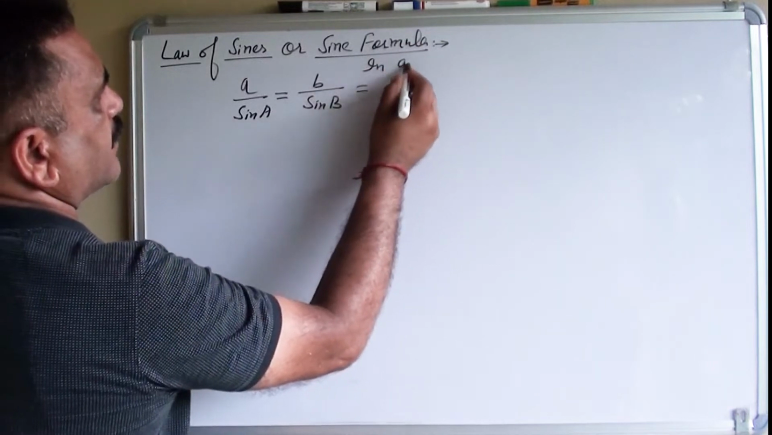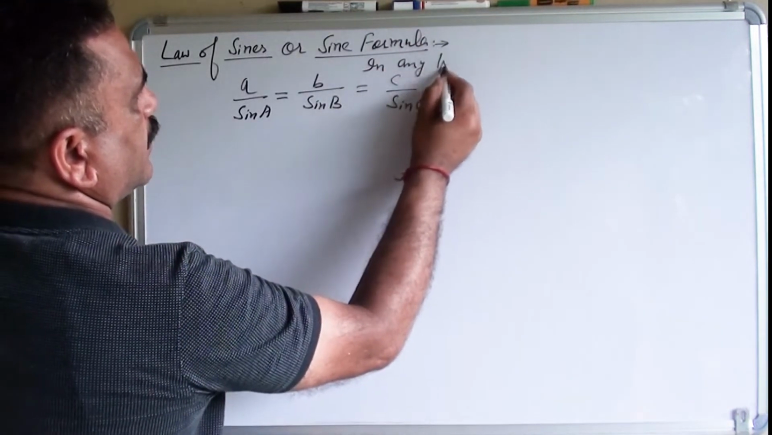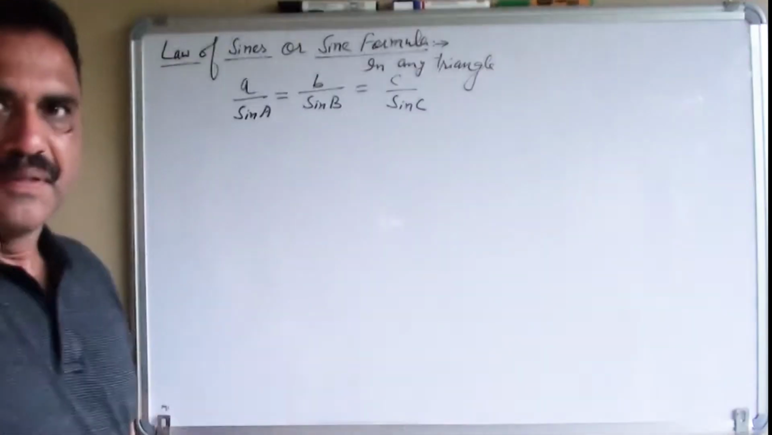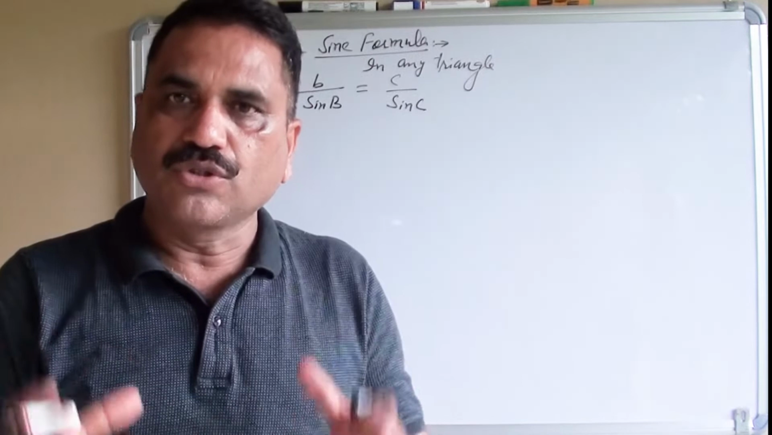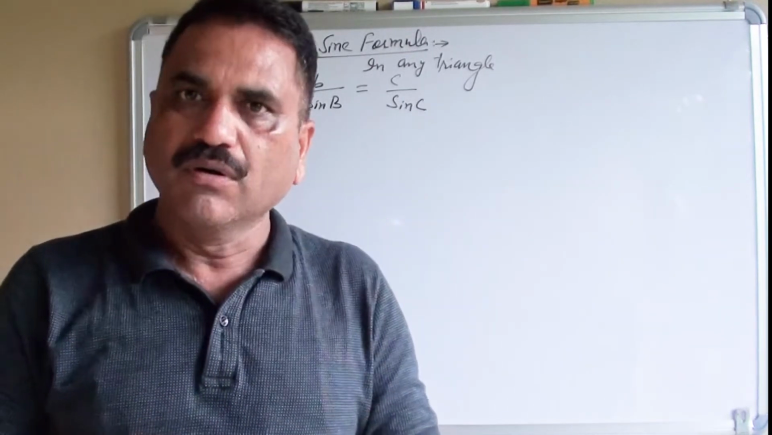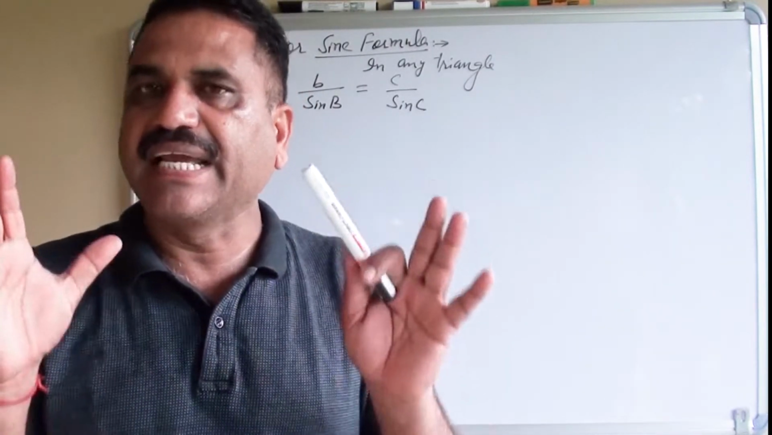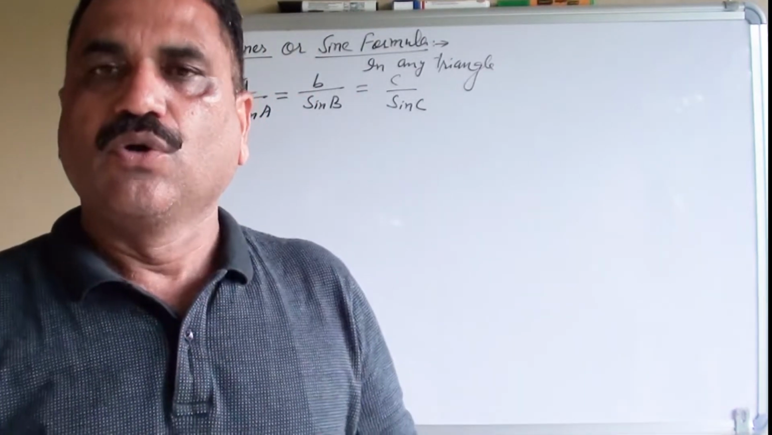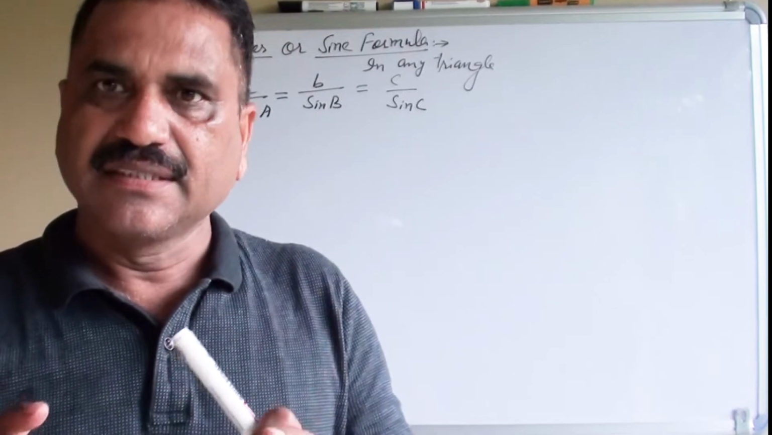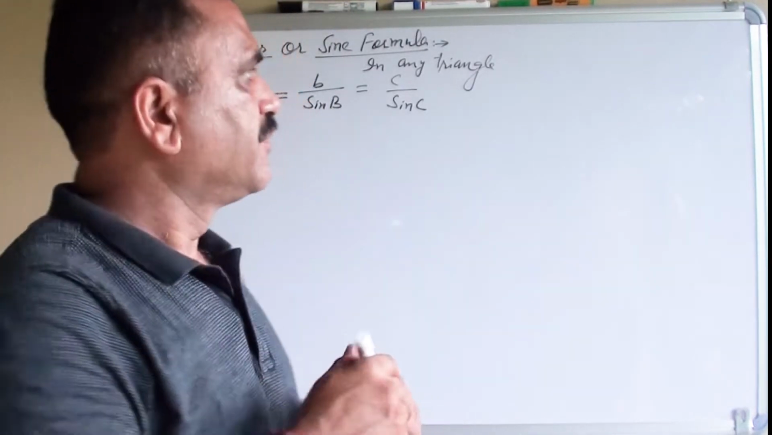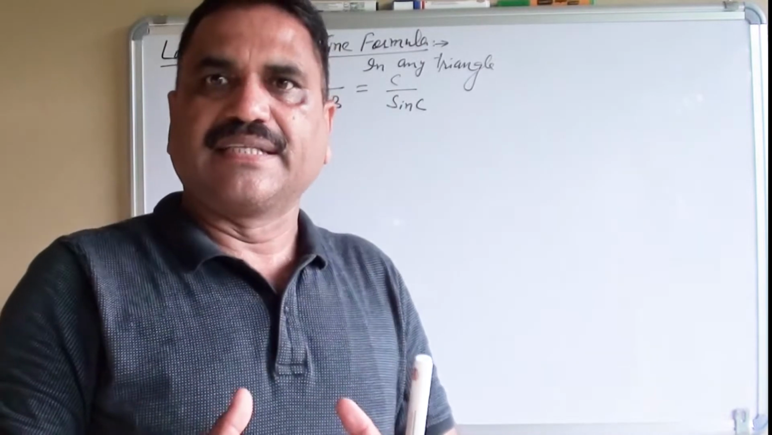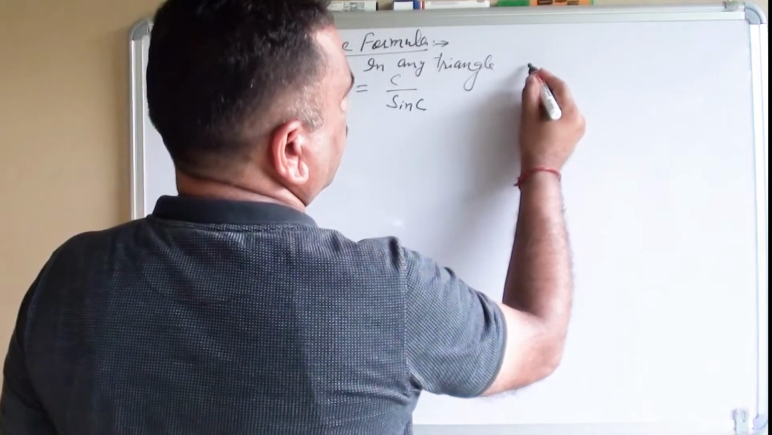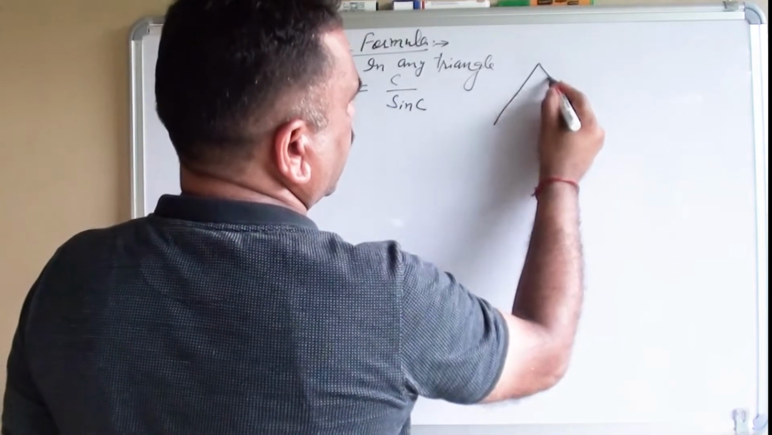In any triangle. The triangle may be acute, obtuse, or right angle. We know that on the basis of angles, triangles are of three types. What are the types of triangle? That is acute angle triangle first, obtuse angle triangle second, and right angle triangle. So first we will take all three cases. First is the acute angle triangle.